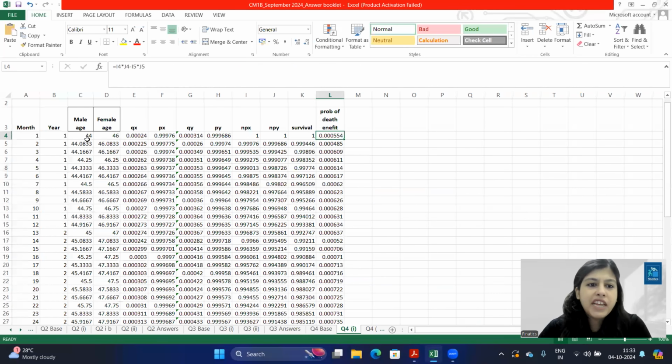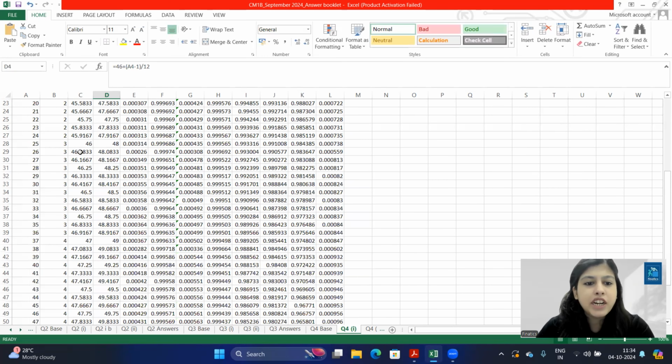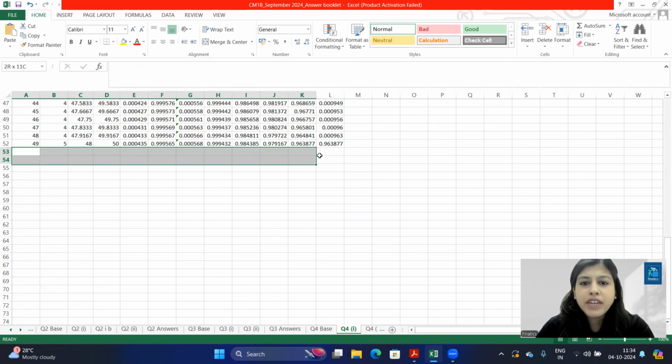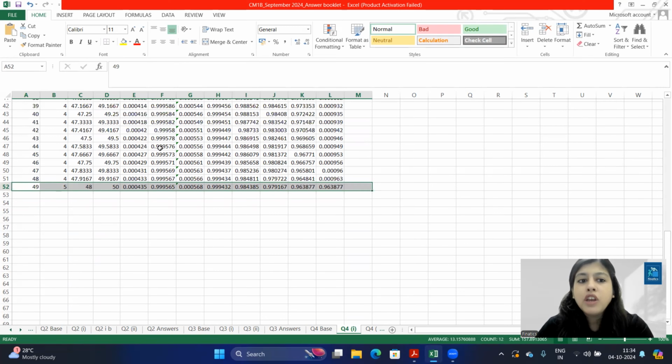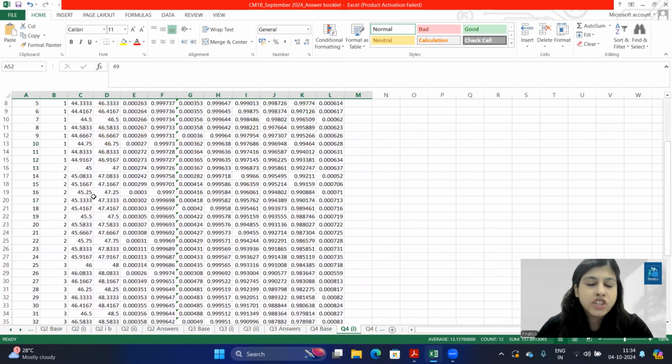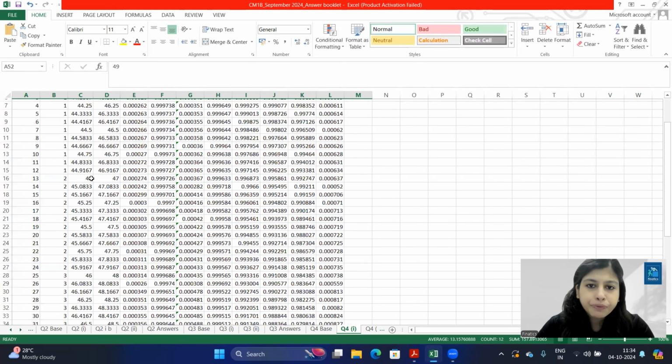So first, for male age and female age, since months are given, each age will increase by 1 by 12 months. Currently, starting at this first month, it's 44 plus time minus 1 by 12. So it starts at 44. Females are at 46 and it goes up from this. There was a trick here. There was an extra row over here, with month 50 given. Sorry, this is the extra row which is there. So make sure you do not take into account this extra row when you're doing your profit test basis.